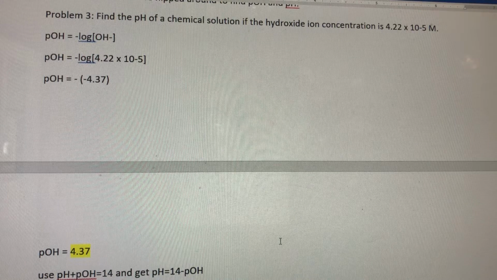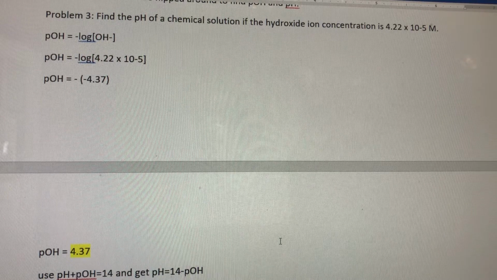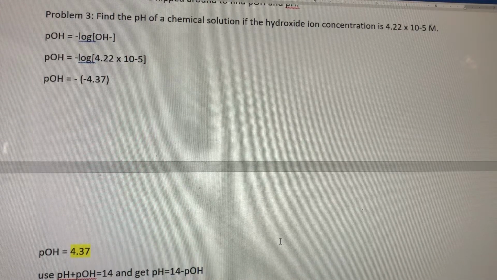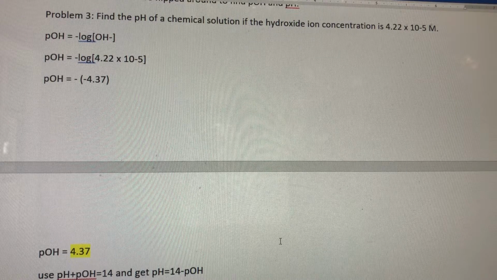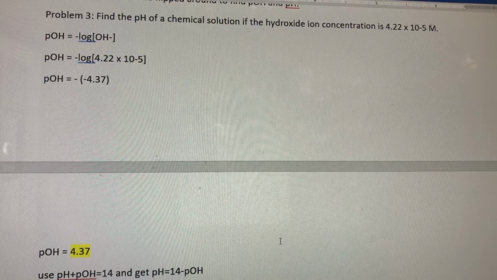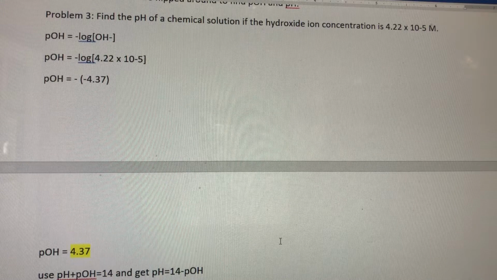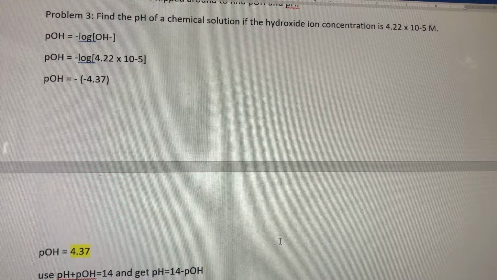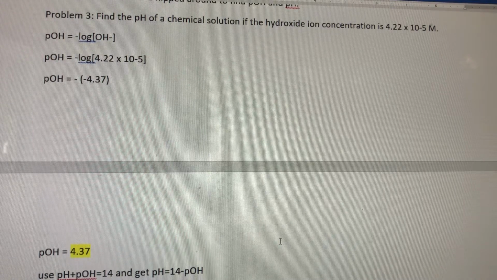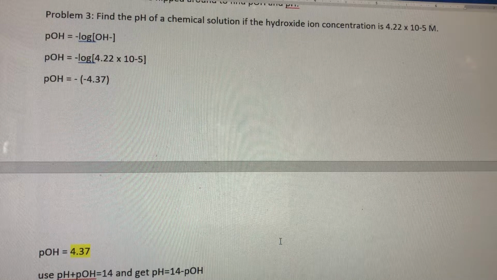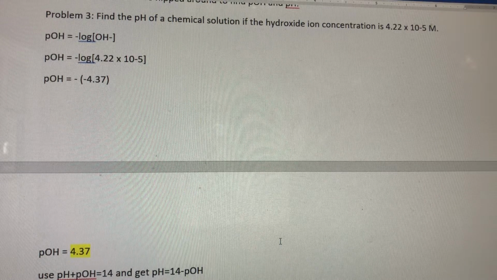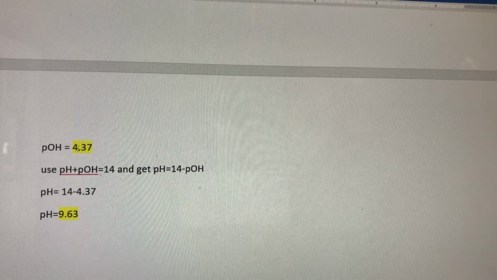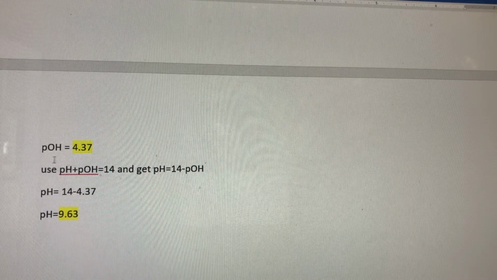We're going to find the pH of a chemical solution if the hydroxide ion concentration is 4.22 times 10 to the negative 5 molar. We start off with the pOH formula, which is the negative log of the hydroxide ion. So we take the negative log of 4.22 times 10 to the negative 5, plug that in, and we get 4.37. I highlighted that because that is our answer for the pOH.